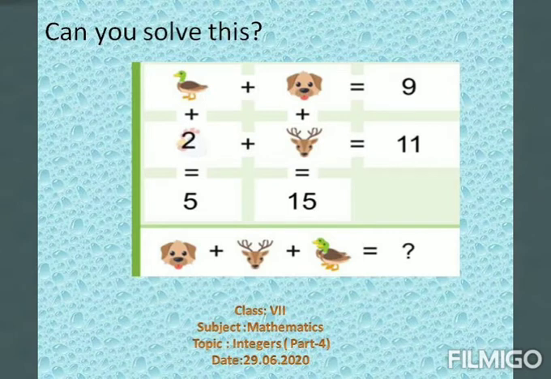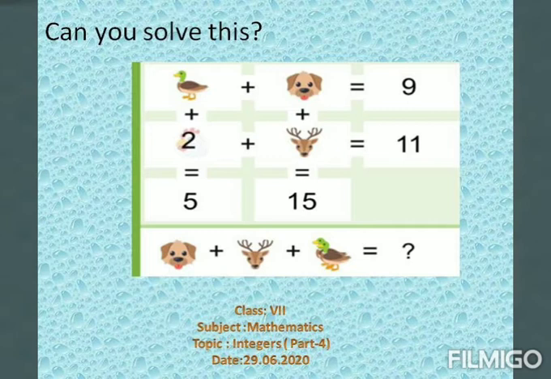So to get the sum 11, we have to add 9 with 2. So 2 plus 9 is equal to 11. So the value of the deer is 9. Now we found the value of the deer. Now I am going in vertical wise. In column 1, a duck plus 2 is equal to 5.